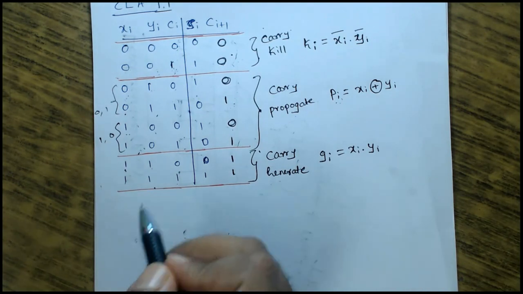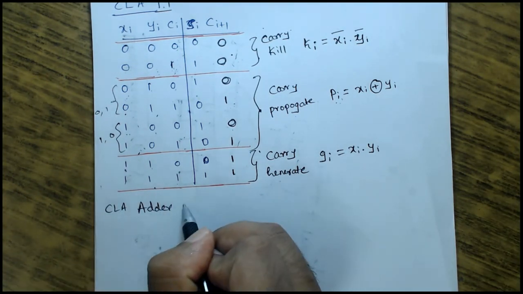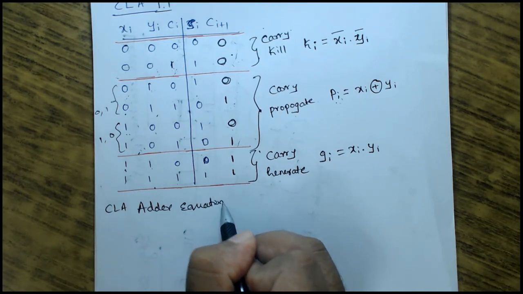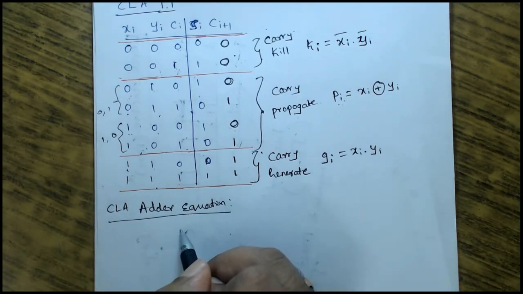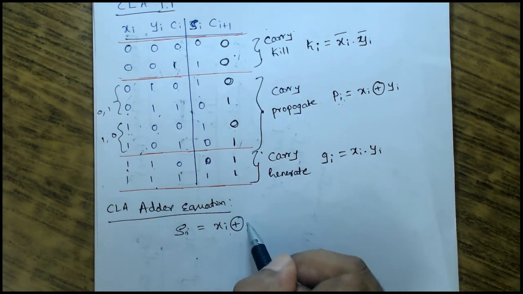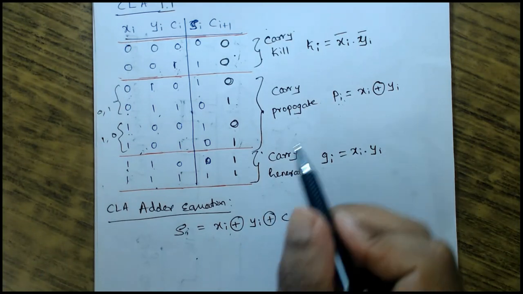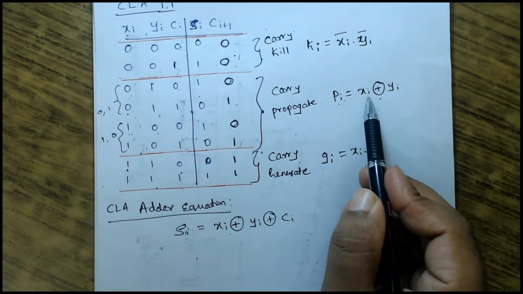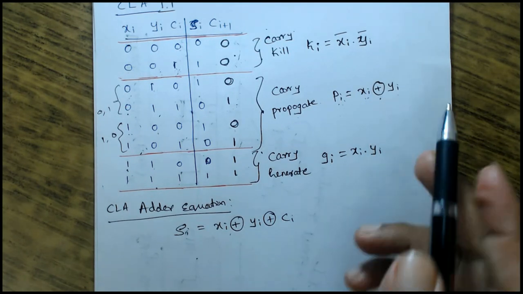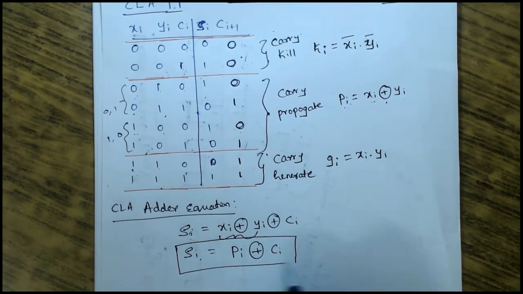Now we try to write the adder equations. Carry look ahead adder equations. The sum expression is as simple as this: xi XORed with yi XORed with ci. But here you have seen that in propagate we already have an expression of xi XORed with yi. So I replace it with the propagate expression. So now my sum expression is formed. This is the sum expression.